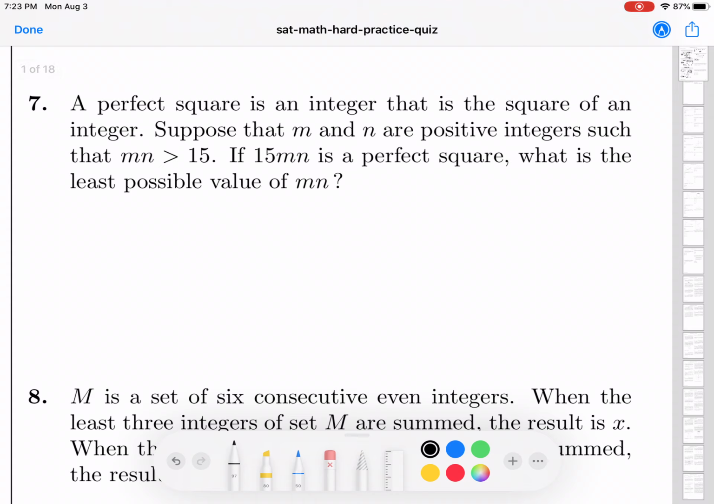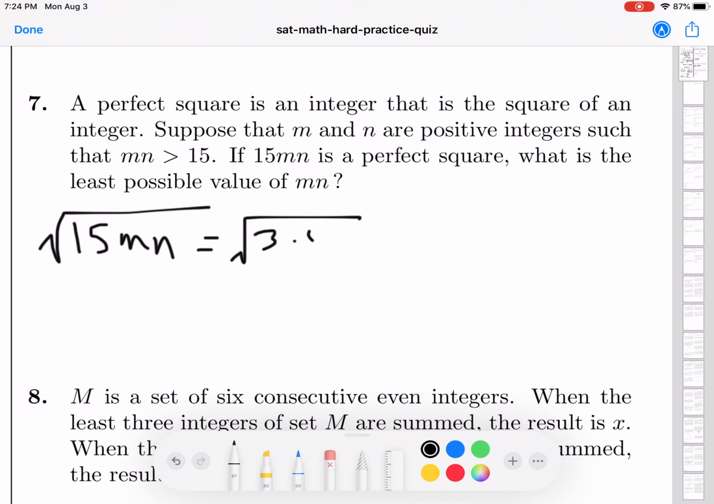A perfect square is an integer that is the square of an integer. Suppose that m and n are positive integers such that mn is greater than 15. If 15mn is a perfect square, what is the least possible value of mn? So square root of 15mn has to be an integer. The only way for that to happen is if we break down 15 to 3 and 5, we need something that can be taken out, so 3 squared times 5 squared.